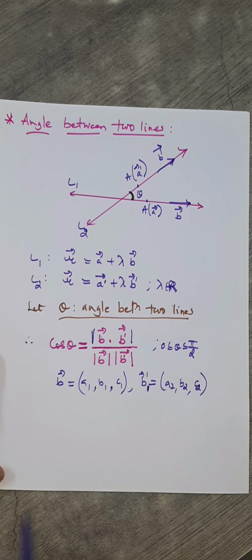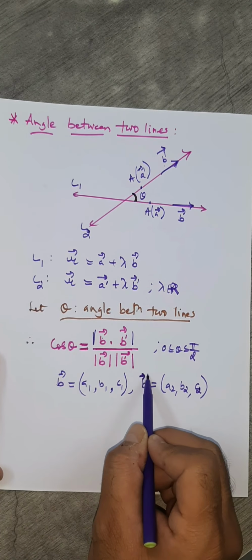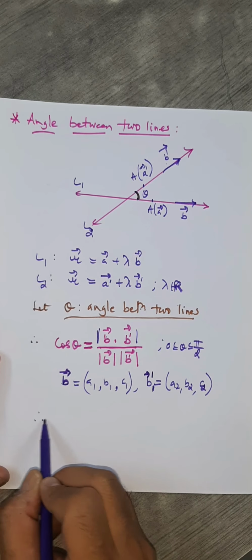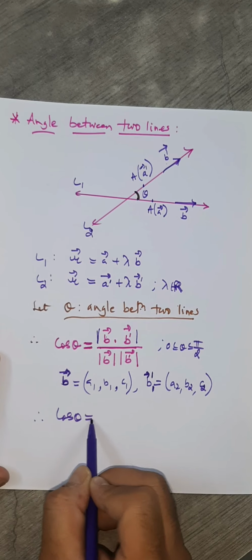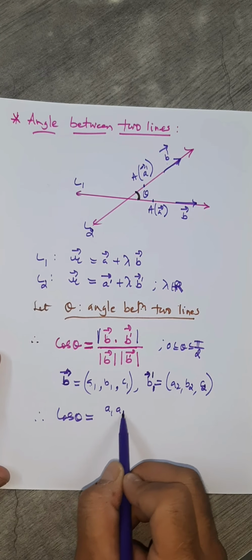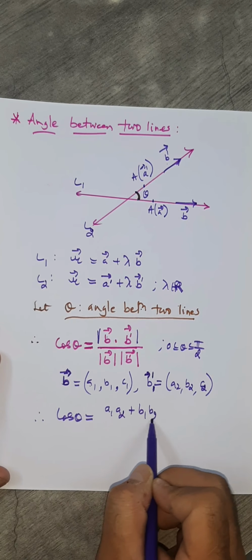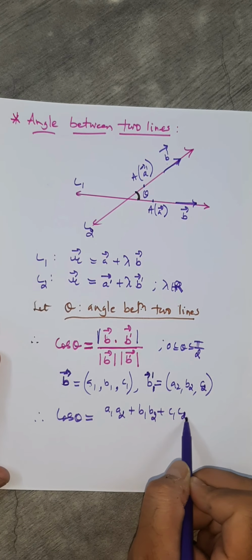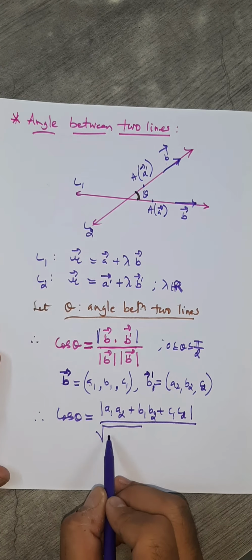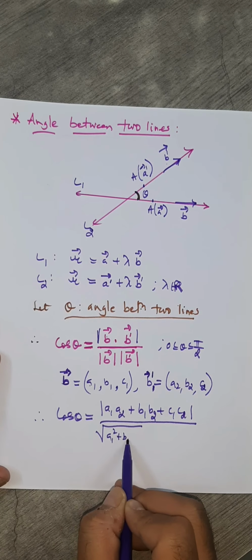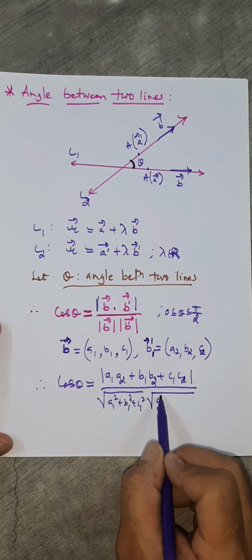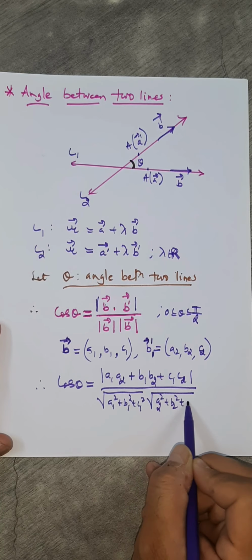A2, B2, C2 here, right? This is vector B dash, this is vector B here. Now if I just place the value here, you have cos theta equals the dot product. You know how to write the dot product: A1 into A2 plus B1 into B2 plus C1 into C2, upon the magnitude of the first one, that you know how to write, into the magnitude of the second one, that is root of A2 square plus B2 square plus C2 square.